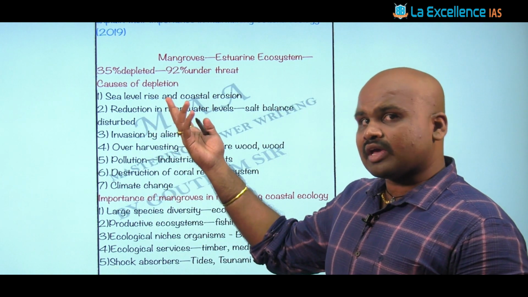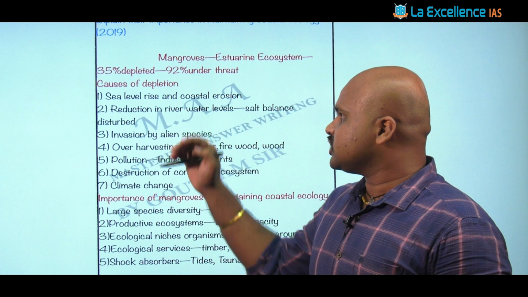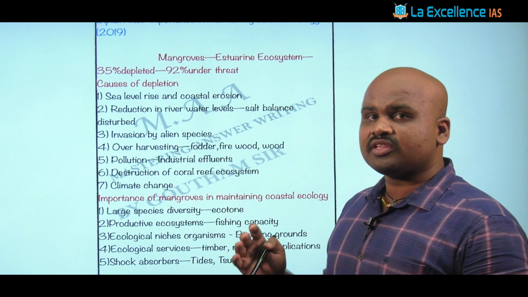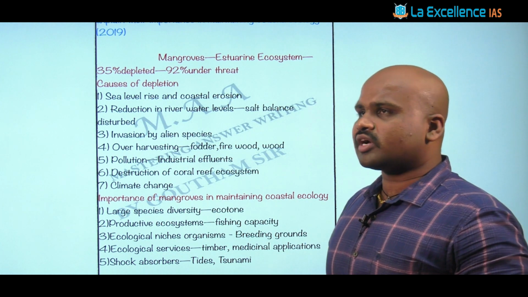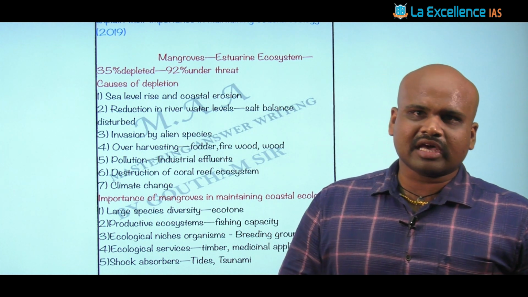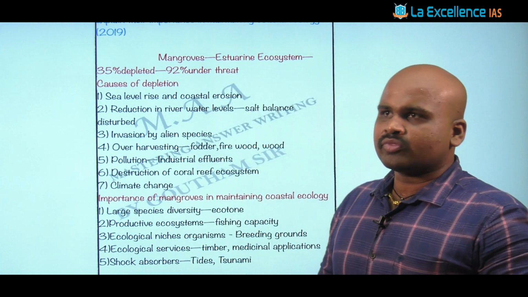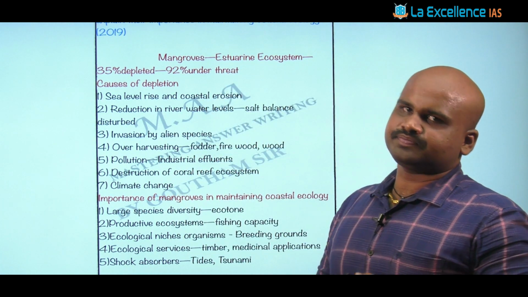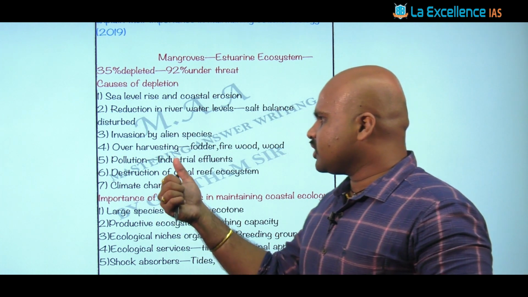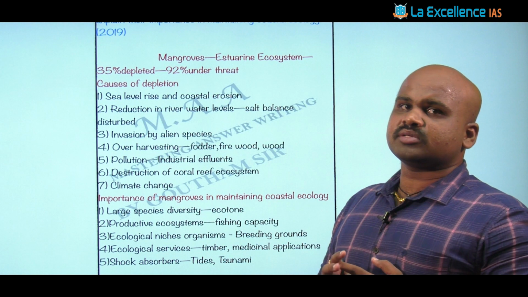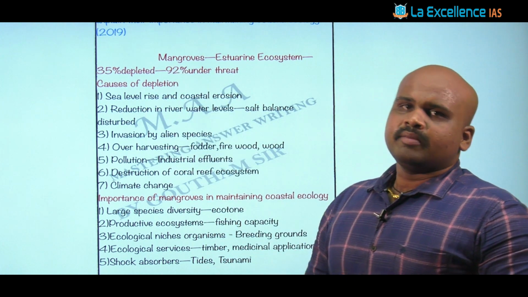That might be the climate change phenomena, with respect to sea level rise, coastal erosion, or that might be with respect to alien species, or over harvesting. Because when you look at the mangrove structures, it not only has ecological importance, but it also has an economic importance for the reason that you would get a special kind of timber. Right? So we talk about over harvesting. Then apart from that, the destruction of the surrounding ecosystems, which also impacts the mangrove structure.